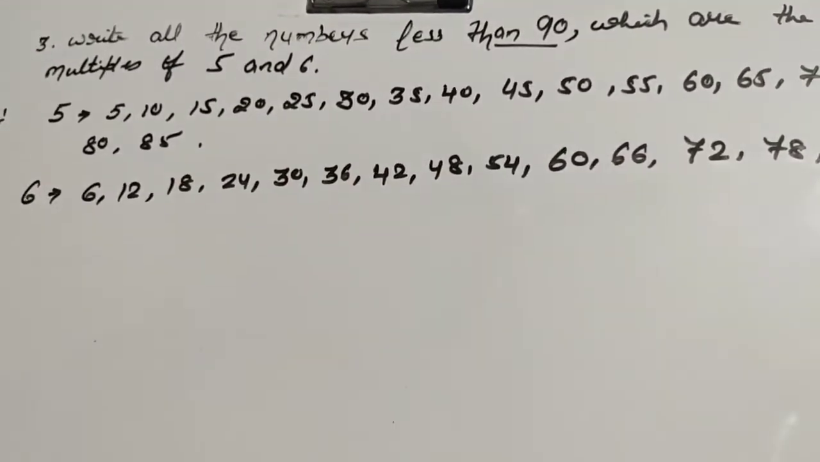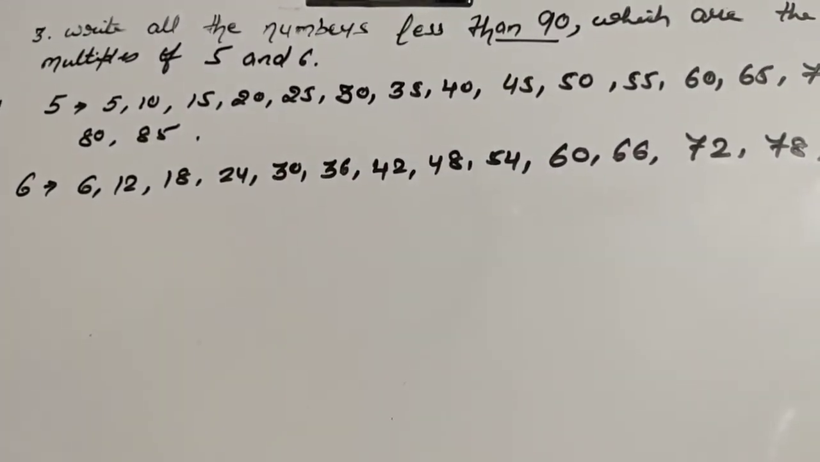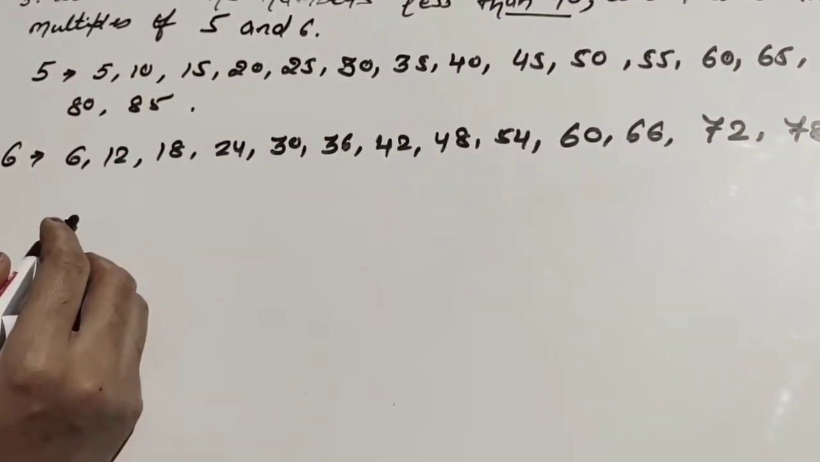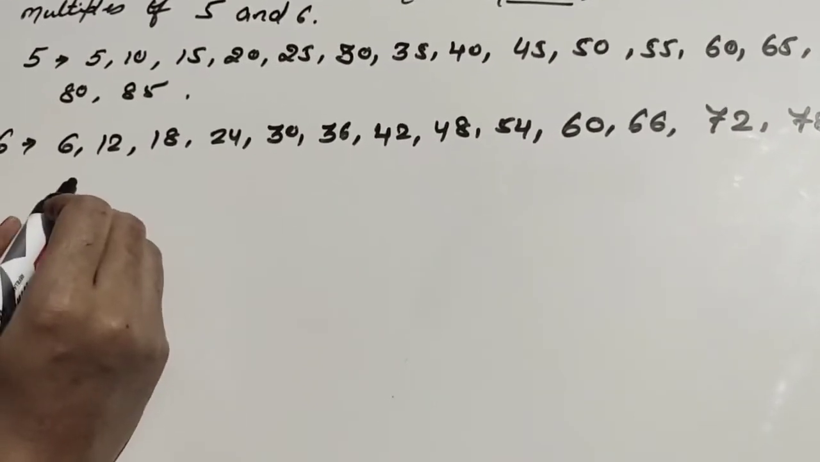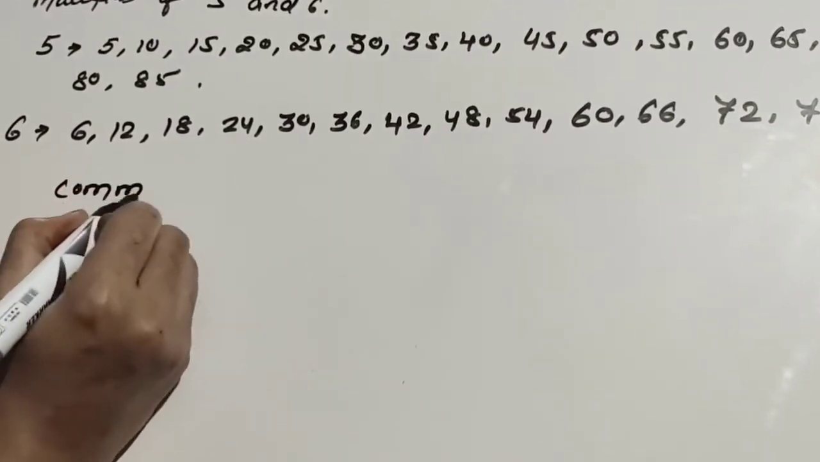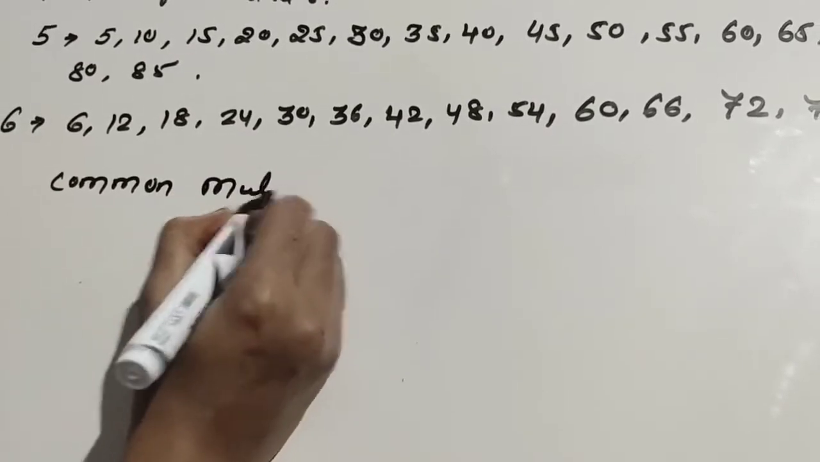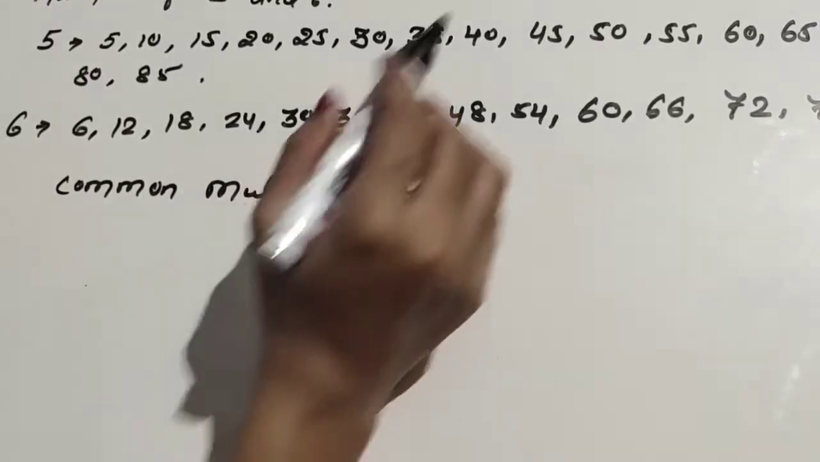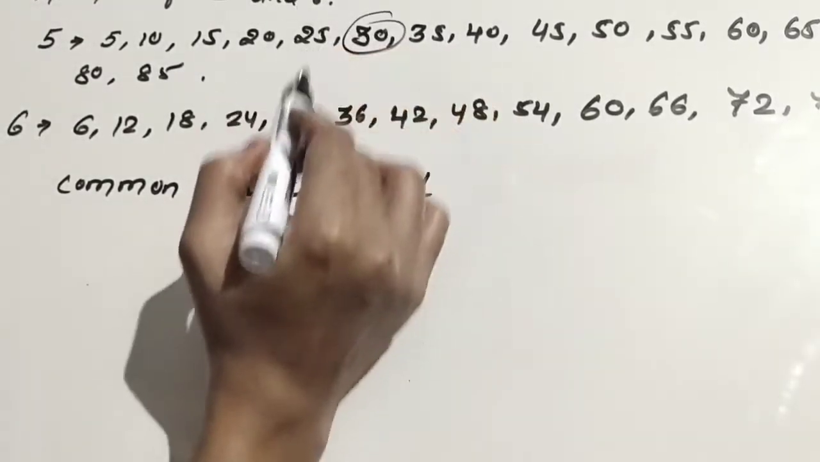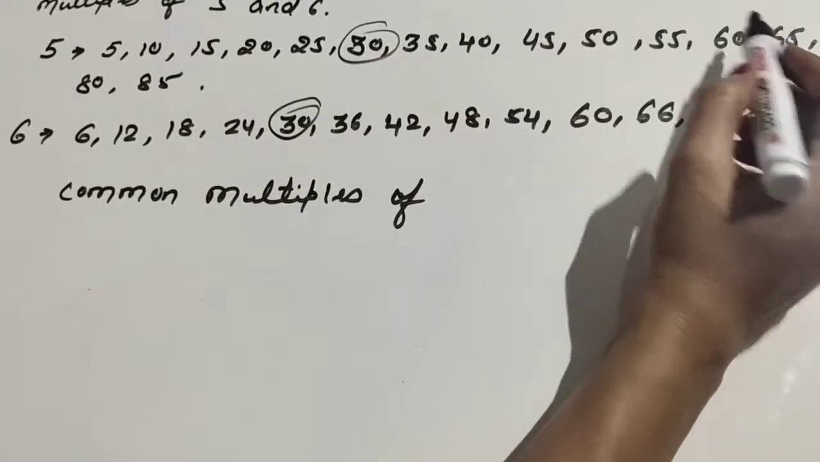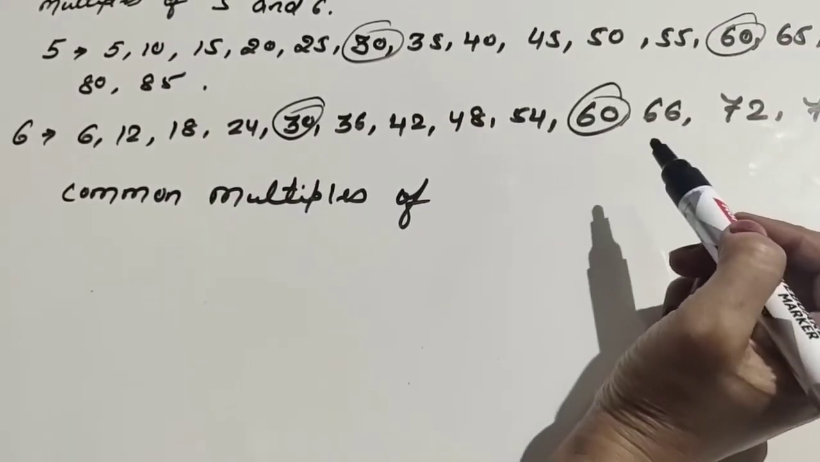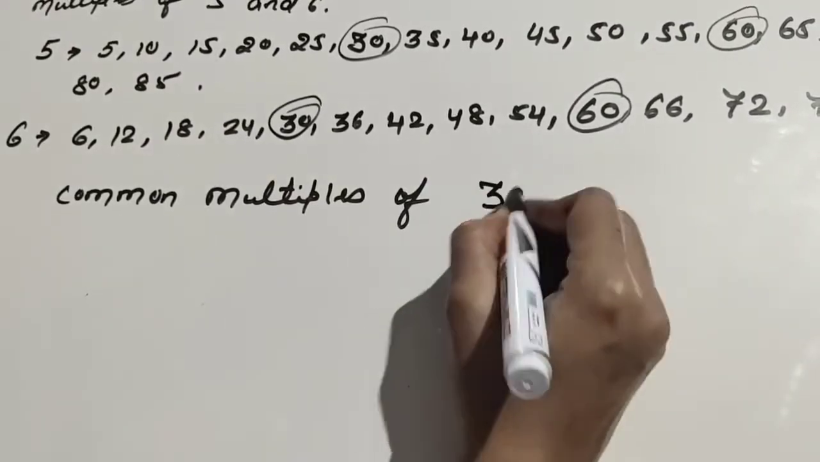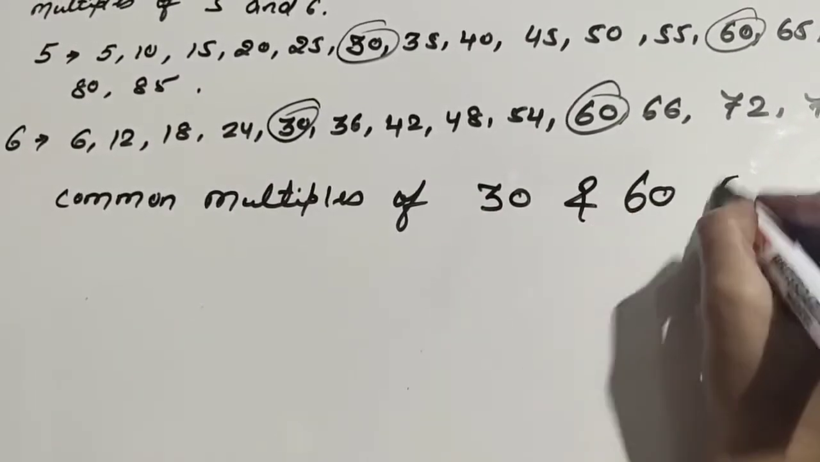So now in this method we have to find the common multiples of 5 and 6. So what to write? Just write common multiples of 5 and 6. Common here is 30, 60. These are the common multiples of 5 and 6. So you have to write 30 and 60 as your answer.